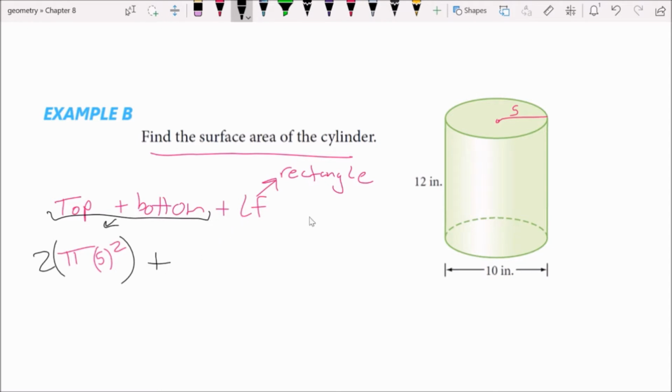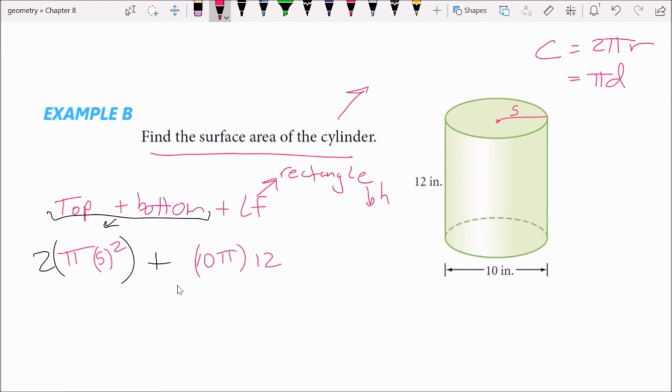What about the lateral face of the solid? We said that was a rectangle. Remember, rectangle is base times height. The height is the easy part. That's 12. But in the case of a cylinder, the base is the circumference. So the circumference all the way around, remember, circumference is 2 times pi times radius, or pi times diameter. I'm going to use pi times diameter because the diameter was given. So that would be 10 pi multiplied by 12.